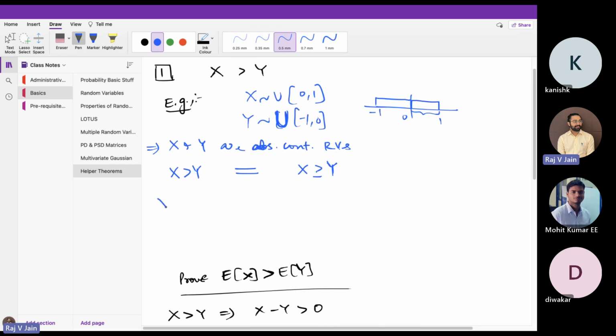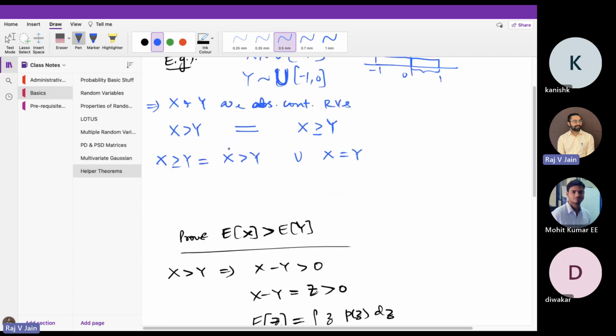So we can write this x greater than or equal to y as a union of two events, that is x greater than y union x equal to y, right? This x equal to y can again be written as a union of events: x equal to a intersection y equals a, and this is a union over all possible a, right?